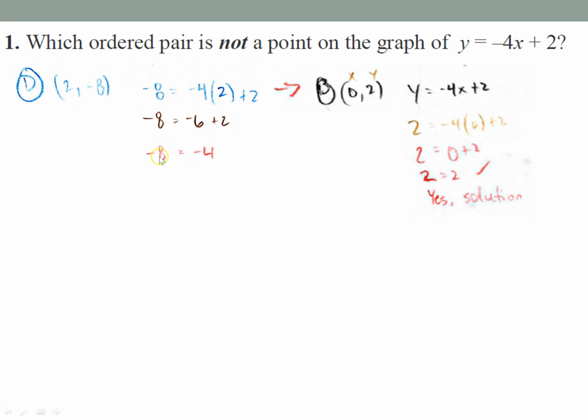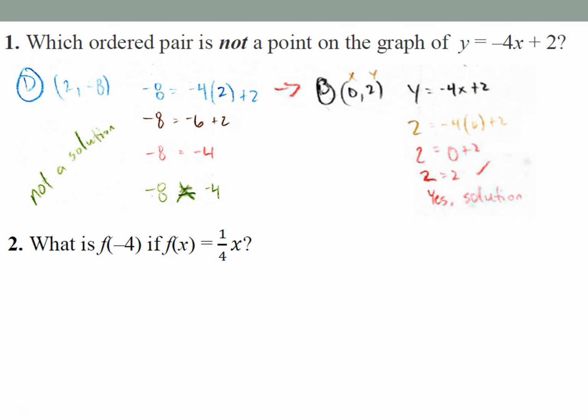So, of course, negative 8 does not equal negative 6, which is the correct answer here. I oversimplified, and that is not true. So it is not a solution, and we know that D is the correct answer, even if my work here is incorrect. It should be negative 8 equals negative 6. D is the correct answer for being wrong. So let's go to number 2.